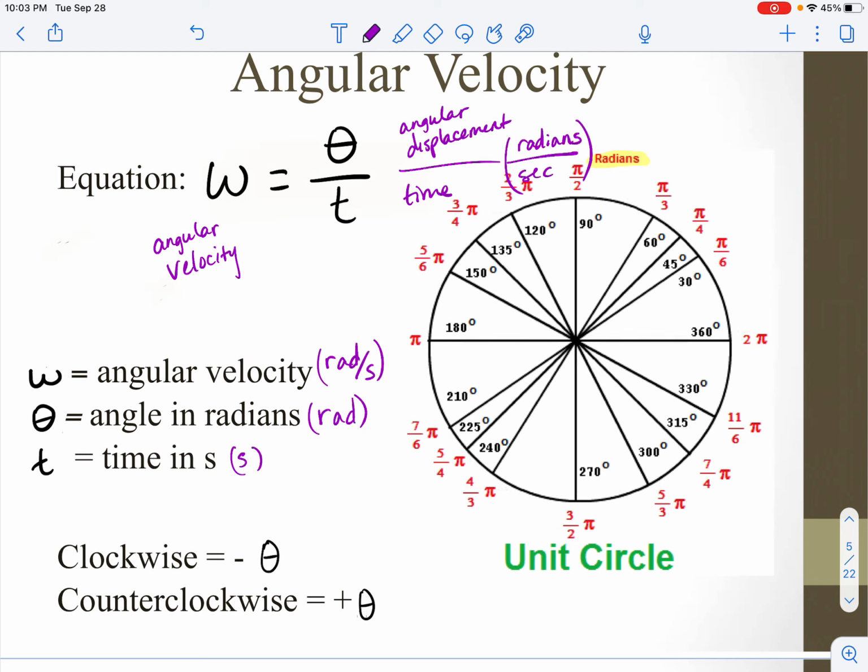Just how we would identify displacement as being positive or negative depending upon the direction when we are dealing with linear motion, we are still going to have positive and negative directions for our angular displacement. So you can see here clockwise, which would be this way around a clock, is going to have a negative displacement, and counterclockwise, which would be this way around the clock, is going to have a positive value for its displacement.